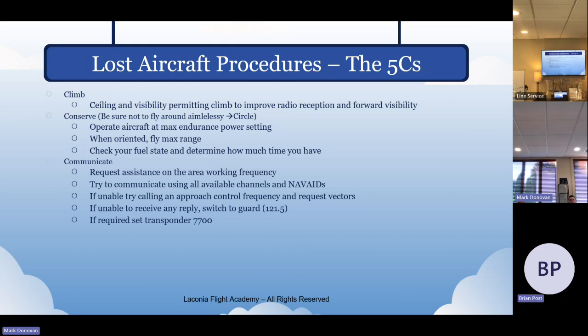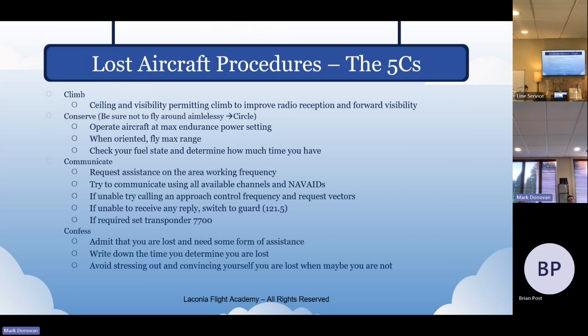Communicate. So you've climbed, you've conserved, you've got better radio reception now, communicate. There's plenty of frequencies you can reach out to, but one of the best ones is 121.5. You dial into that frequency and tell them you're lost. You can also squawk 7700 if you've got communication issues. But in general, you just tell them, hey, I'm lost. That's the confess part. So get the right frequency, confess that you're lost, and then when they tell you to turn to a certain heading, you do it. You comply. So those are your 5 C's.